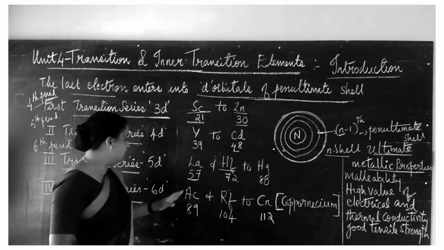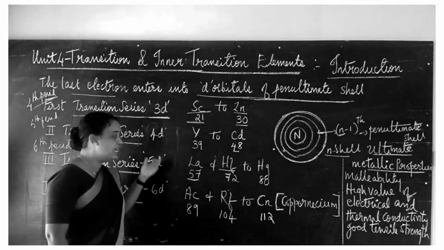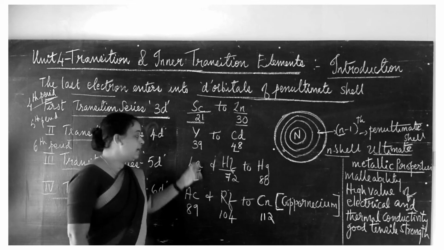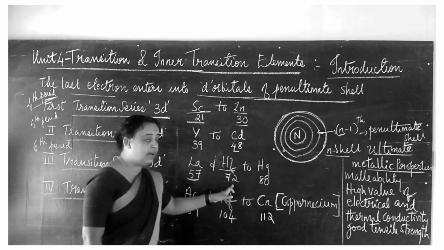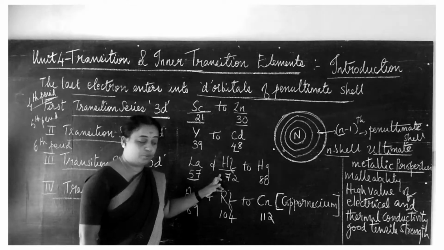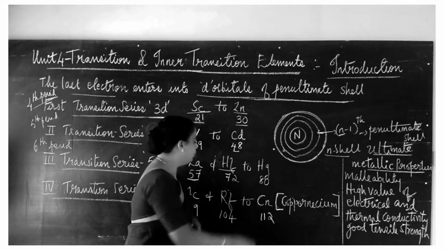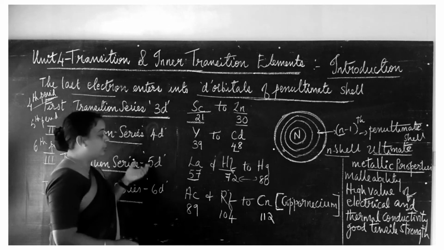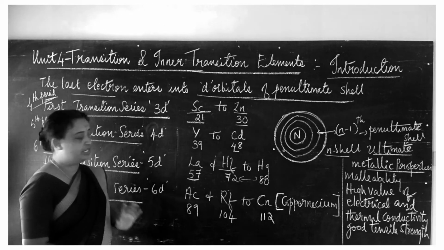Now we understand that in the 5d series the starting element is lanthanum, atomic number 57. After lanthanum comes hafnium, atomic number 72, up to mercury, 80. All these elements are the third transition series or the 5d series of the transition elements.